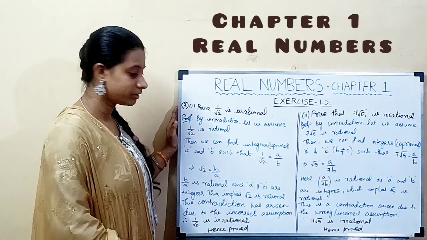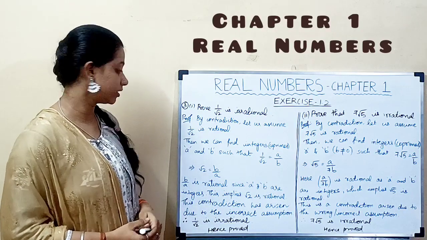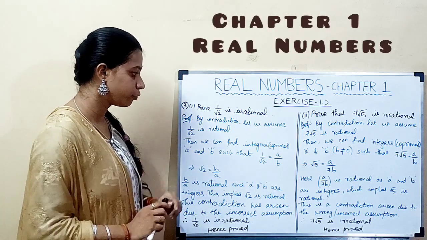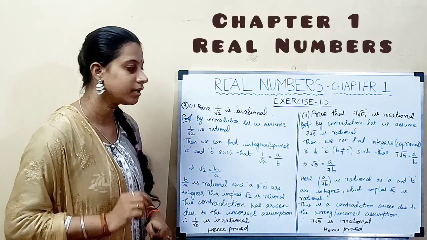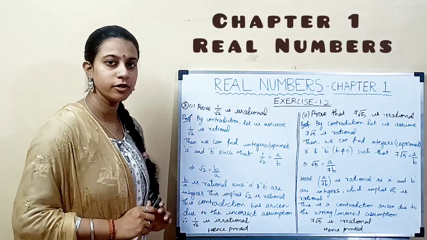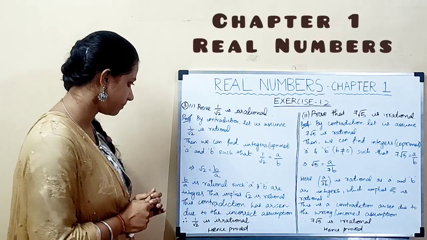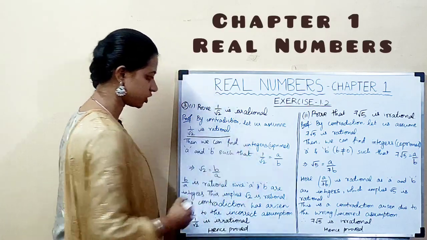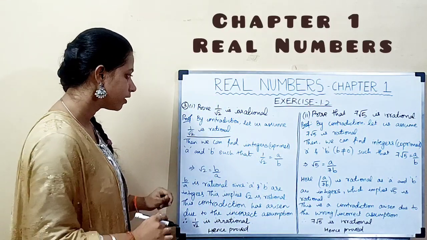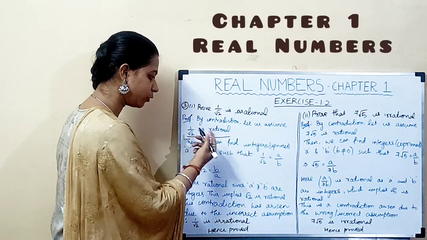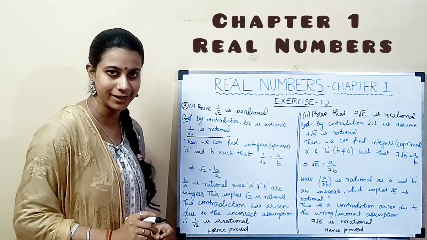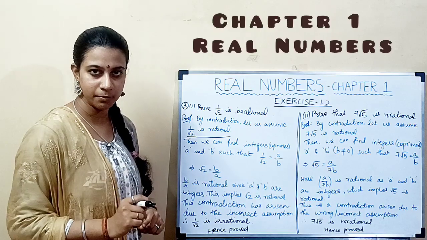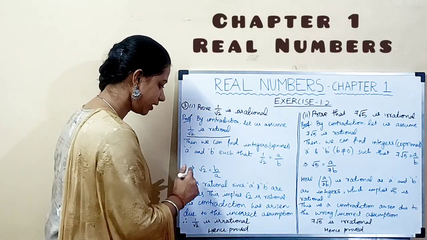So now in the third sum we have 3 subdivisions. The first one says prove 1 by root 2 is irrational. Here also we are going to follow the same proof by contradiction method. So we take 1 by root 2 is rational as our assumption. Now when we say 1 by root 2 is rational, then we can also find two integers a and b such that b is not equal to 0.